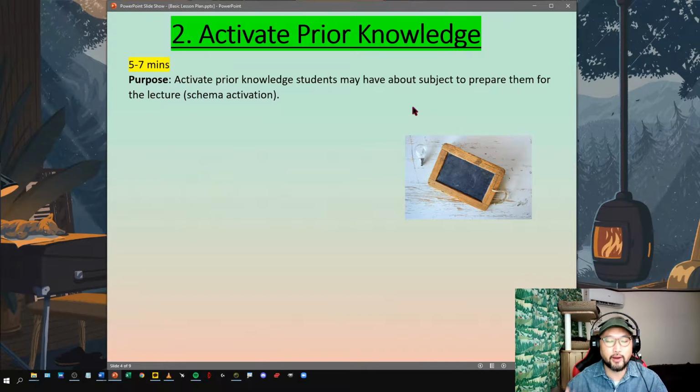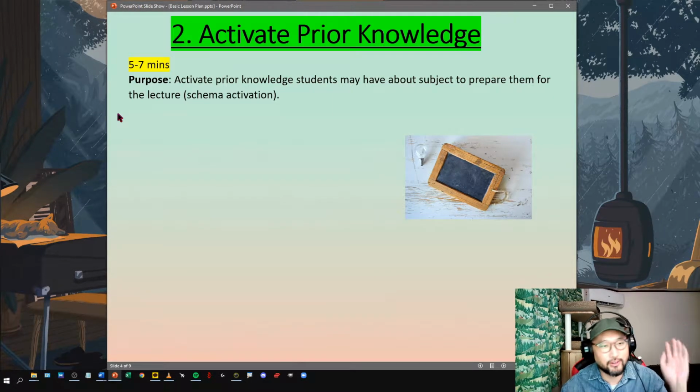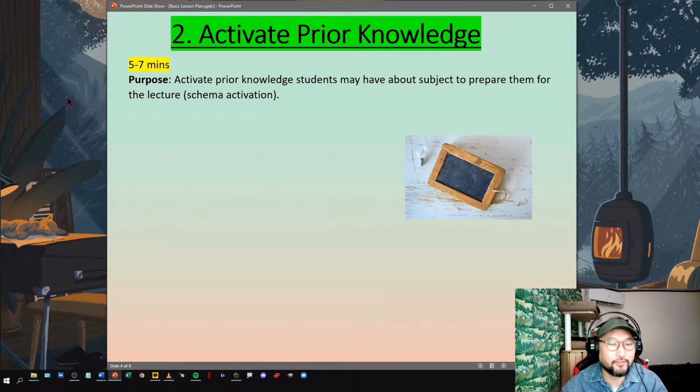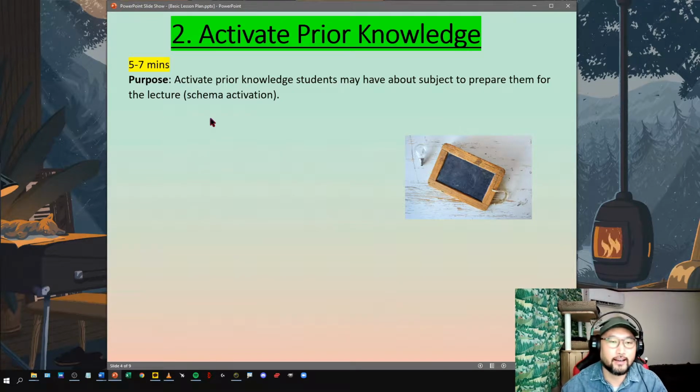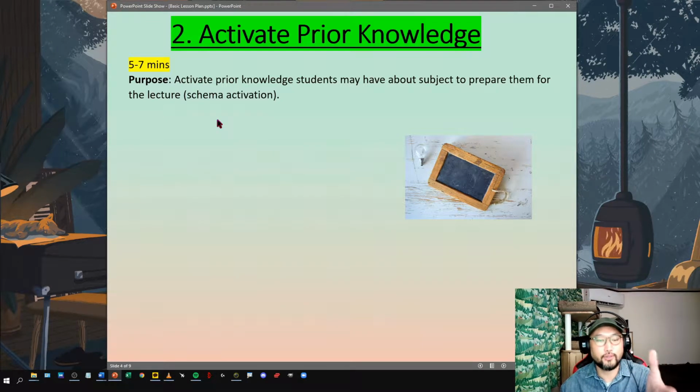And we do this to prepare them for the upcoming lecture, or the material that's coming up in a couple minutes. And in the field of education or second language acquisition, the technical term for this, I believe, is called schema activation, or schemata activation. Super important as well. I would say this is also an essential element to any lesson that you're going to teach. So you want to activate knowledge that they had in the past related to the material that you're going to teach today.